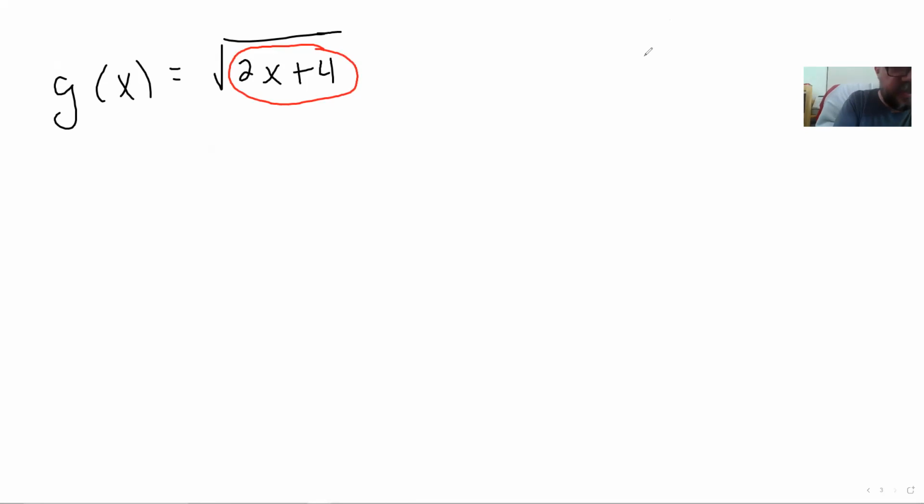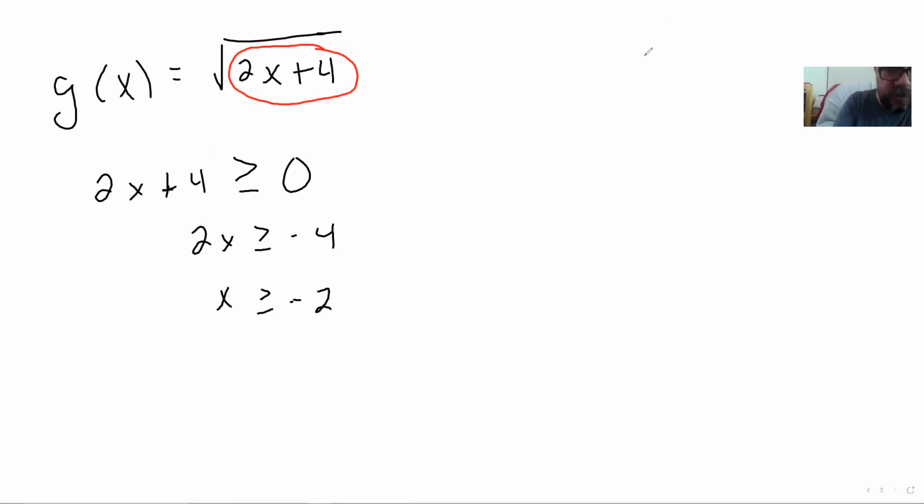So what I've got really is I need 2x plus 4 to be at least 0. And then we solve this inequality, right? Subtract 4, 2x is greater than or equal to negative 4. So x is greater than or equal to negative 2. Right? So this is my domain. Anything that's at least as big as negative 2 will cause me to get a non-negative number under my square root. So that's okay.